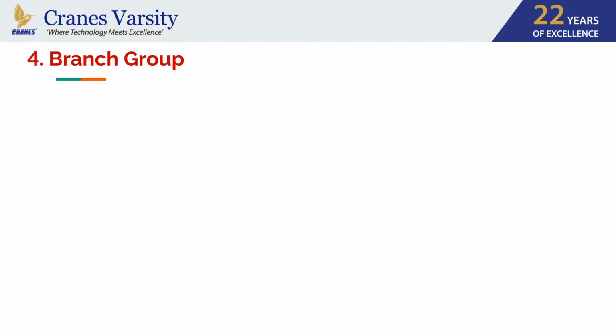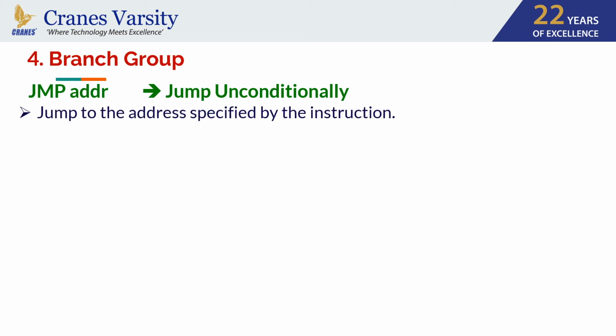The next type of instructions are the branch group. The first instruction here is jump, with an 8-bit or 16-bit address. It's also called an unconditional jump. The jump instruction specifies the address.